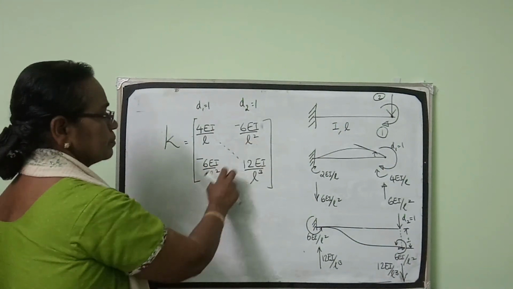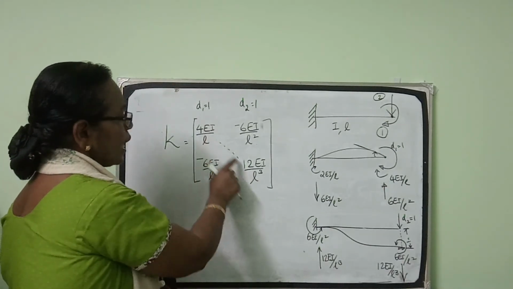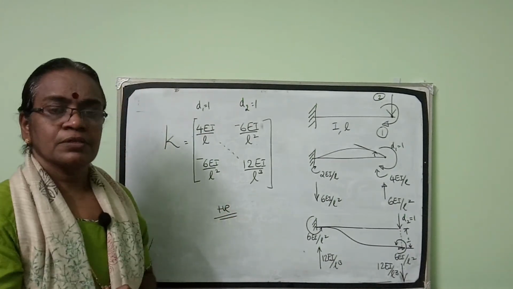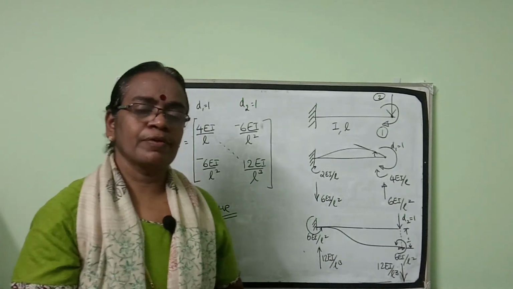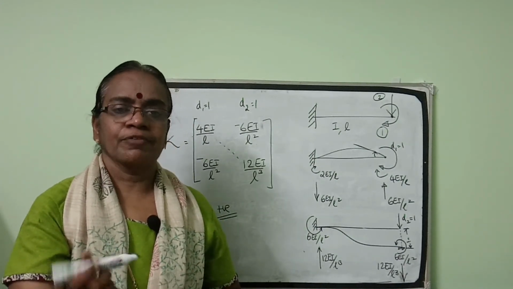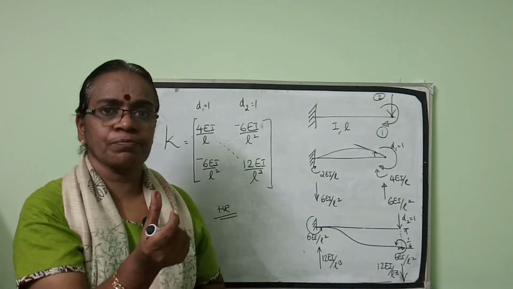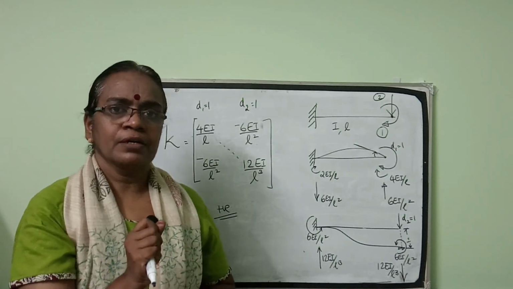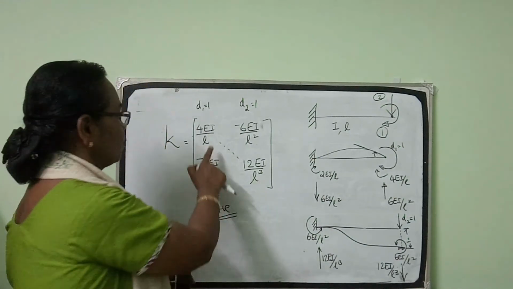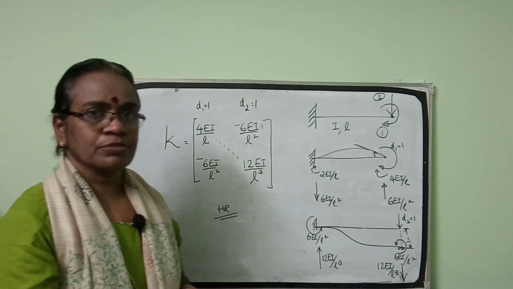It is symmetric and it is diagonally dominant. Always remember the diagonal elements will always be positive. What is the reason? When we apply a displacement, the force has to be developed in that direction, or vice versa. When we apply a force in horizontal direction, it will be a horizontal movement. When we apply a clockwise moment, the displacement will be clockwise rotation. So always force and displacement will be in the same direction. So K11, K22, if there is K33, all these diagonal elements should always be positive.